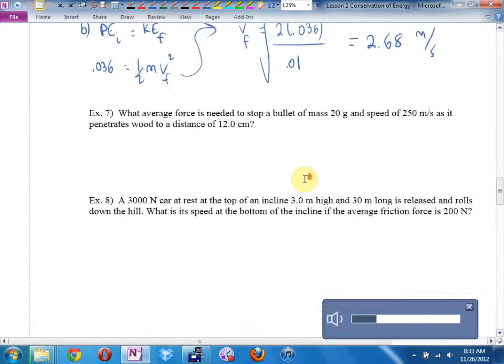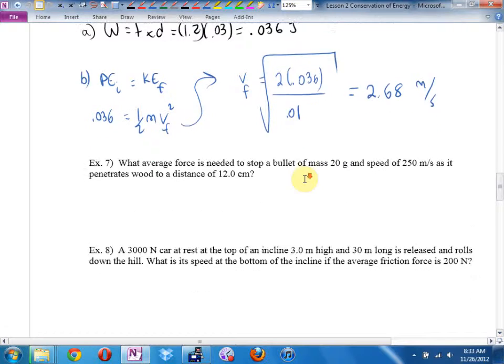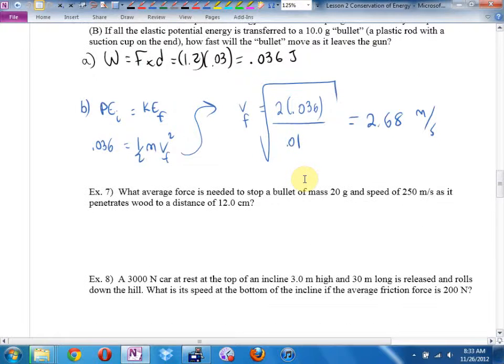If we can turn in our lesson to, how about example 7? Example 7, which asks, what average force is needed to stop a bullet of mass 20 grams and speed 250 meters per second as it penetrates wood to a distance of 12 centimeters? We're there now? Example 7?